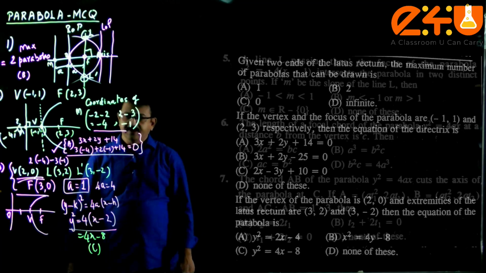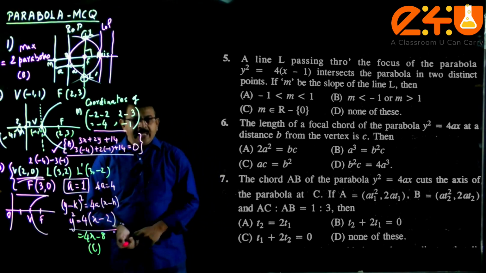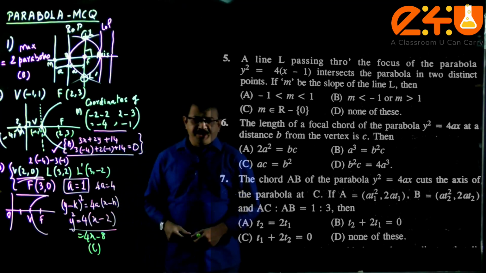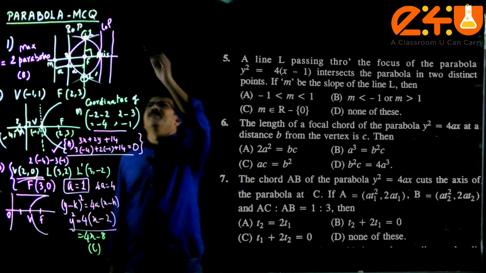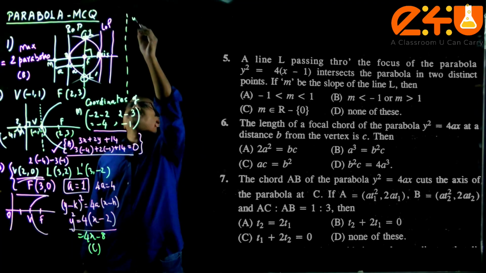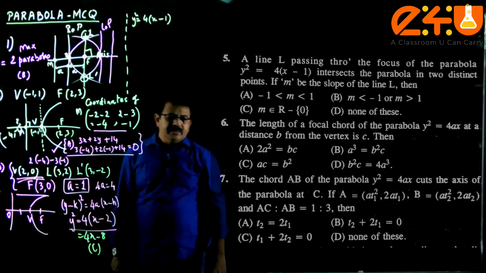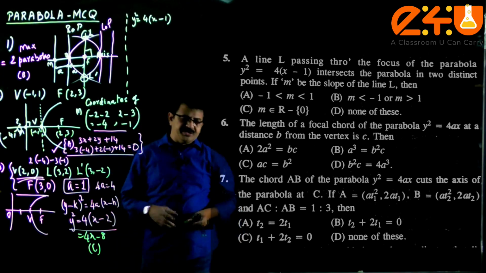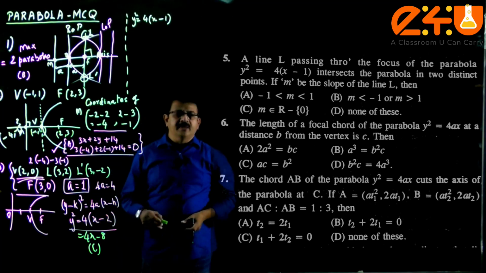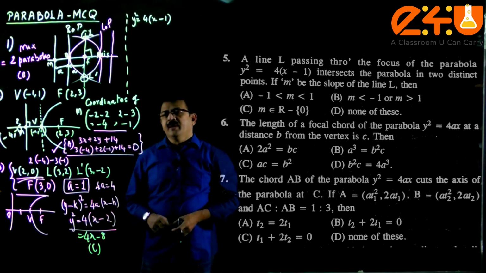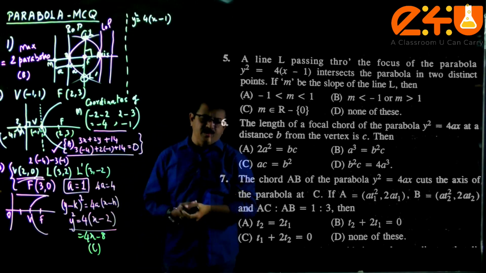Okay, so we shall go to the next question. The next question, don't worry about the number, though it is numbered 5. There is a line L passing through the focus of the parabola y squared equal to 4 times x minus 1. So given parabola y squared equal to 4 times of x minus 1. The line intersects the parabola in 2 distinct points, and m is the slope of the line. Very simple, m is slope of the line, and it cuts the parabola in 2 distinct points. Okay, what we mean to say, it's not a tangent, and it has to intersect at 2 distinct points.